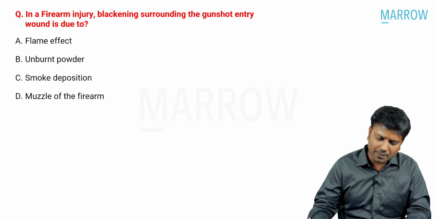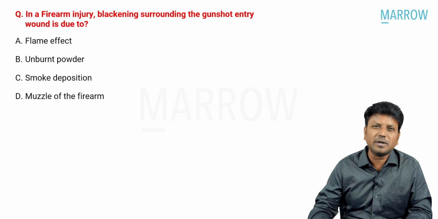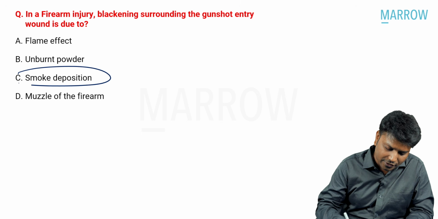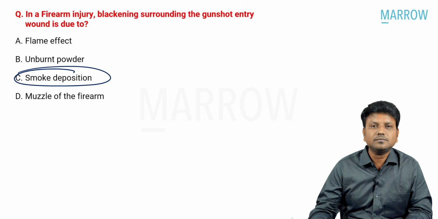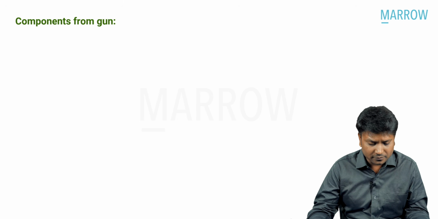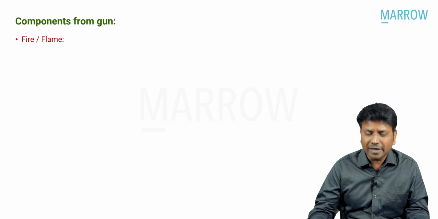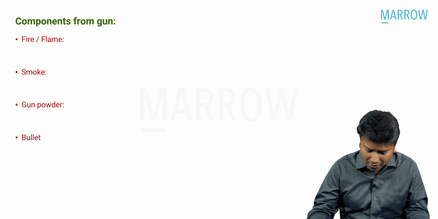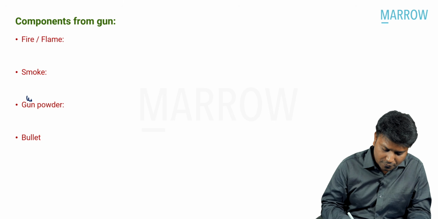In a firearm injury, blackening surrounding the gunshot injury is due to dash. Such an easy question. You know very well, if it is blackening, it is due to the deposition of smoke. Let's see what are the discharges coming out of the gun. You get flame coming out, smoke coming out, gunpowder coming out, unburned gunpowder coming out, and the bullet coming out.